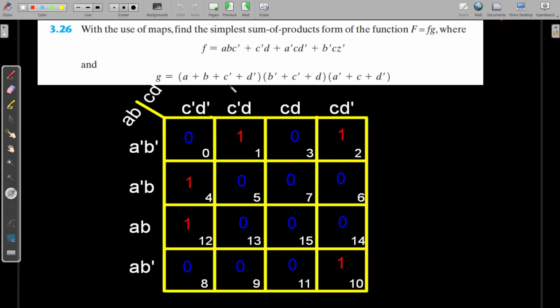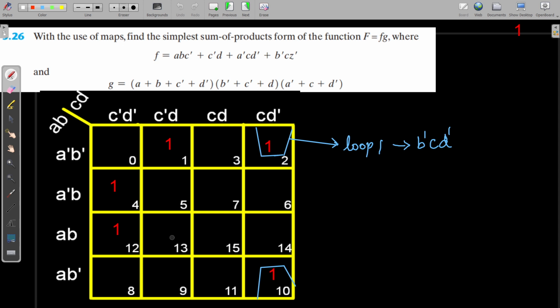So we got this already. This corresponds to F equal to f dot g. Now we can remove those zeros because we are not going to get the answer in POS form. We were asked to find the simplest SOP form, so we keep the ones only and the zeros are removed.